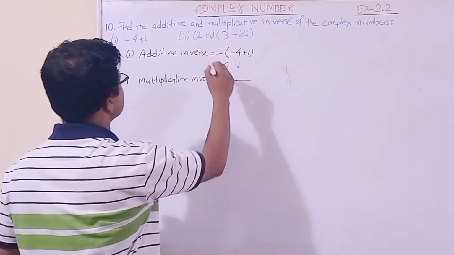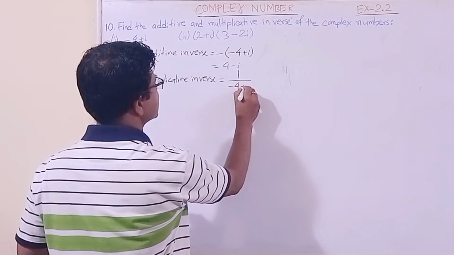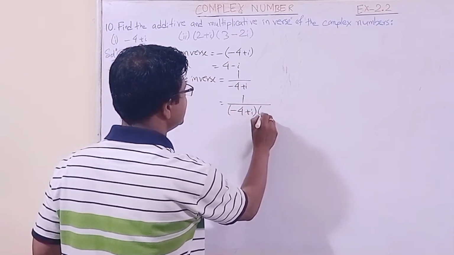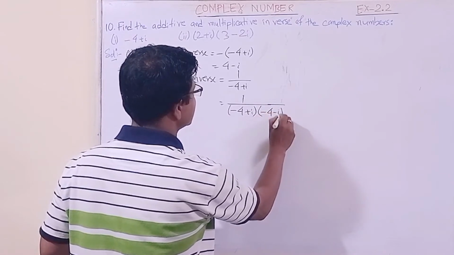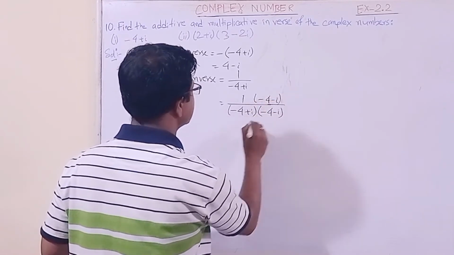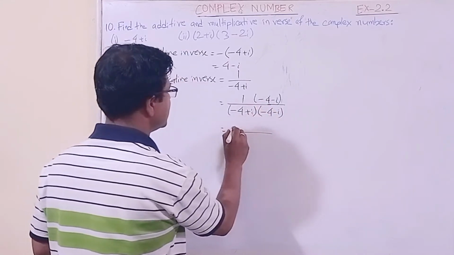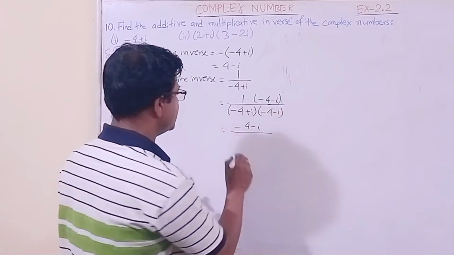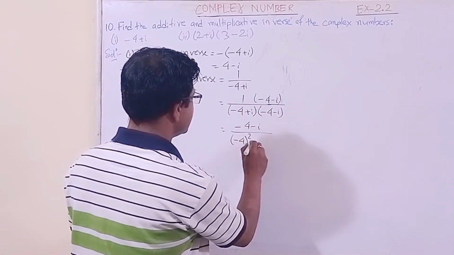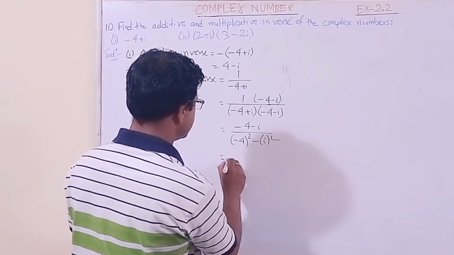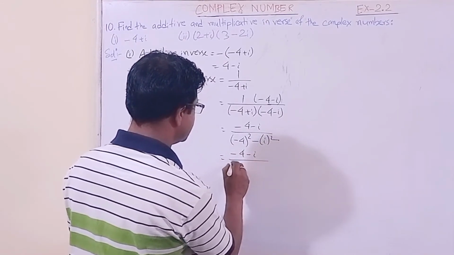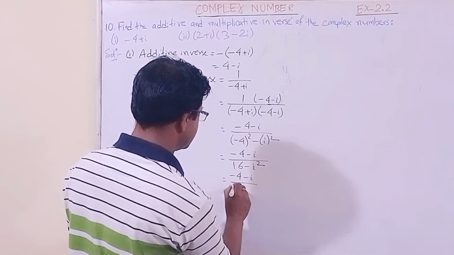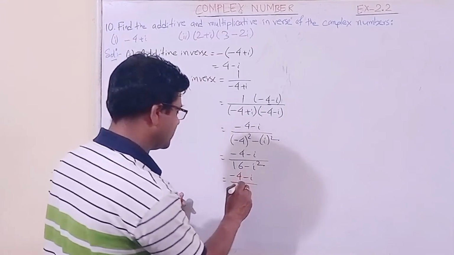Then what do we have to do for multiplicative inverse? The reciprocal of -4 plus i. We know we have to simplify this, what do we put in -4 plus i? We multiply by -4 minus i. Okay, so multiplying, -4 minus i, this is of the form a plus b into a minus b, so it will be a square minus b square. So -4 minus i, this is 16 minus i square, so this is 16, and i square is minus 1, so plus 1 becomes.